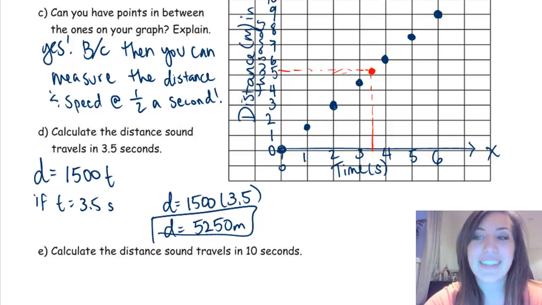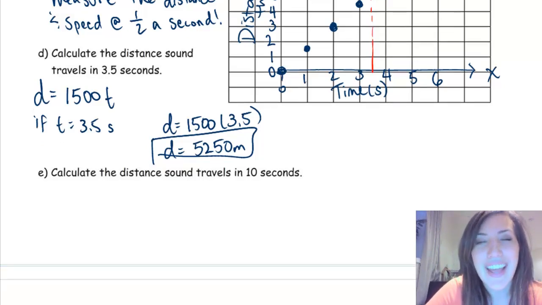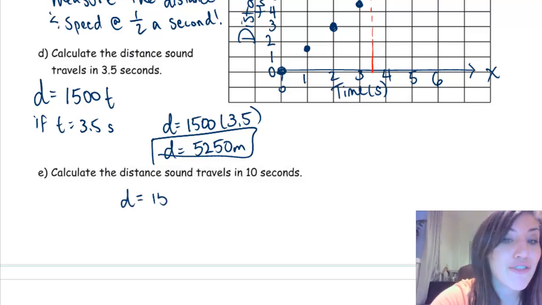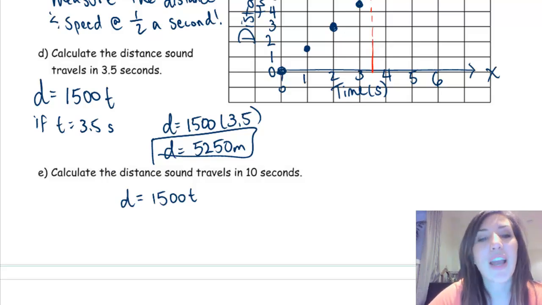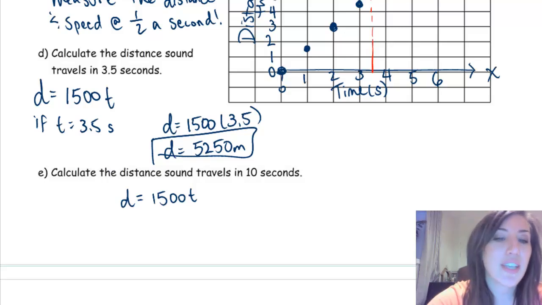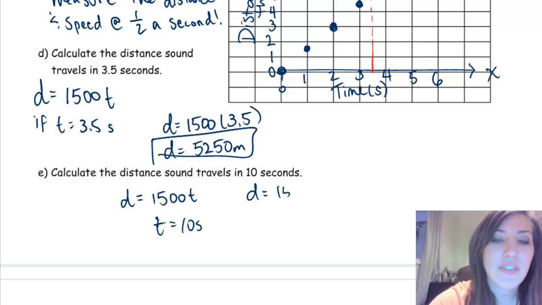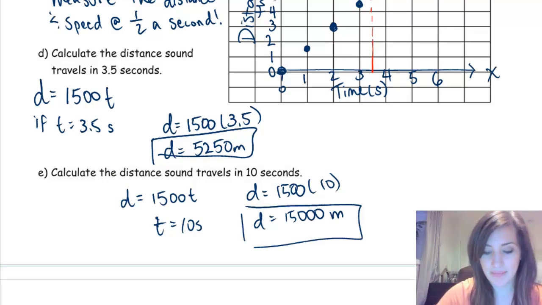And that's pretty consistent with what it says on our graph. So great. Calculate now the distance that sound could travel in the salt water in 10 seconds. Same idea. We know the formula, so I'm going to write it every time. Even though you're going to do a few questions in a row like this in your homework, I would like you to do it like this every time. So in this case, t equals 10 seconds, so we have d equals 1500 times 10, and so our distance is 15,000 meters. Don't forget your units, please.